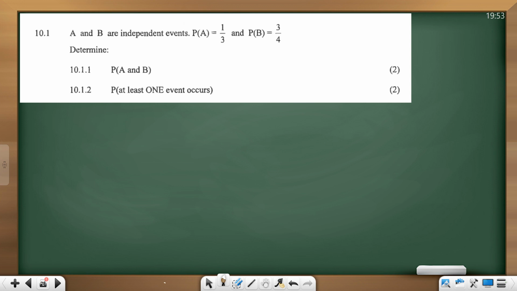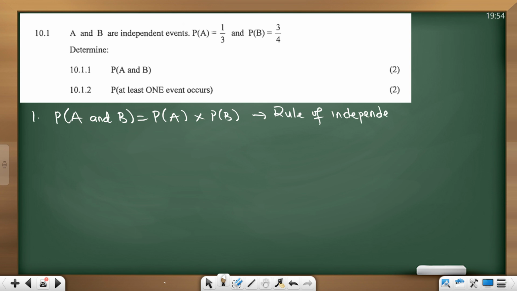All right. A and B are independent, that they've given us. Determine the probability of A and B. For independent events, the probability of A and B is simply the probability of A times the probability of what? B. That is the rule. The probability of A is 1/3.